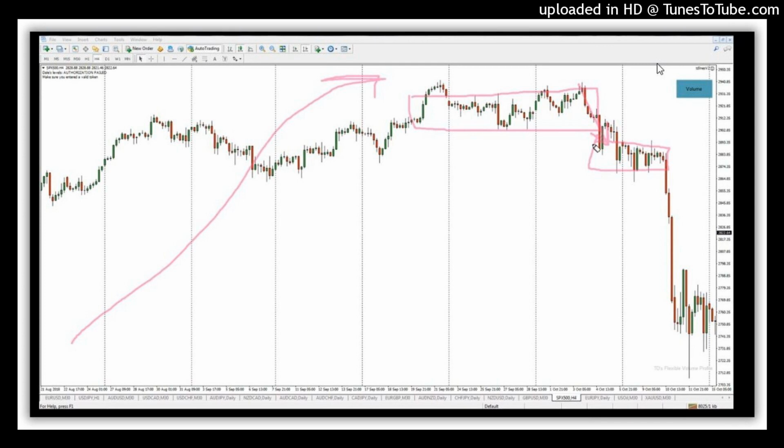A strong support in this case is this line, because as you can see, it worked as a strong resistance, and when the price went past it, it became a support. Alright, so this should be a strong support. If there was a pullback, it would be a good place to go long from.